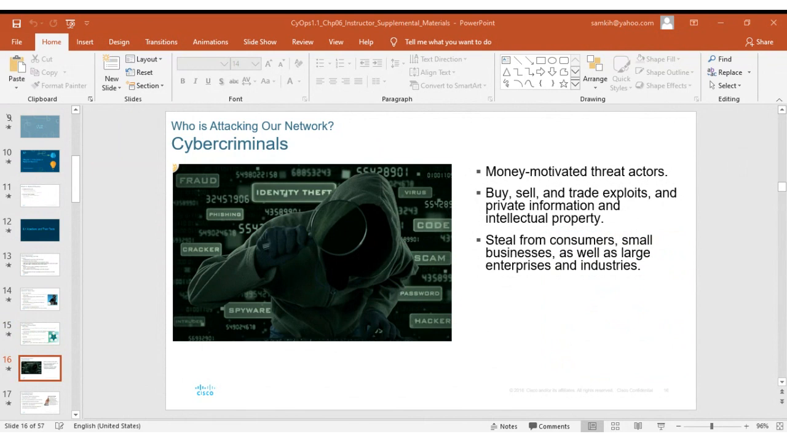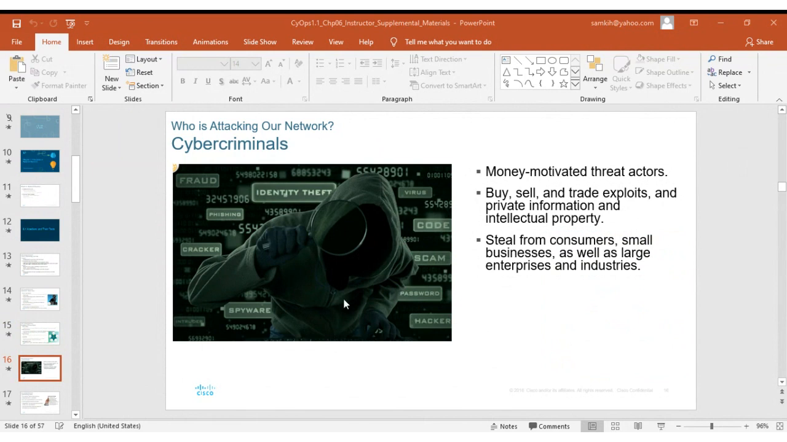So they steal from consumers, small businesses, as well as large enterprises and industries. I believe you have heard of the guys who have been doing very evil things. They steal from businesses, from our banks and from most of the financial institutions, for their own money or for their own reasons.